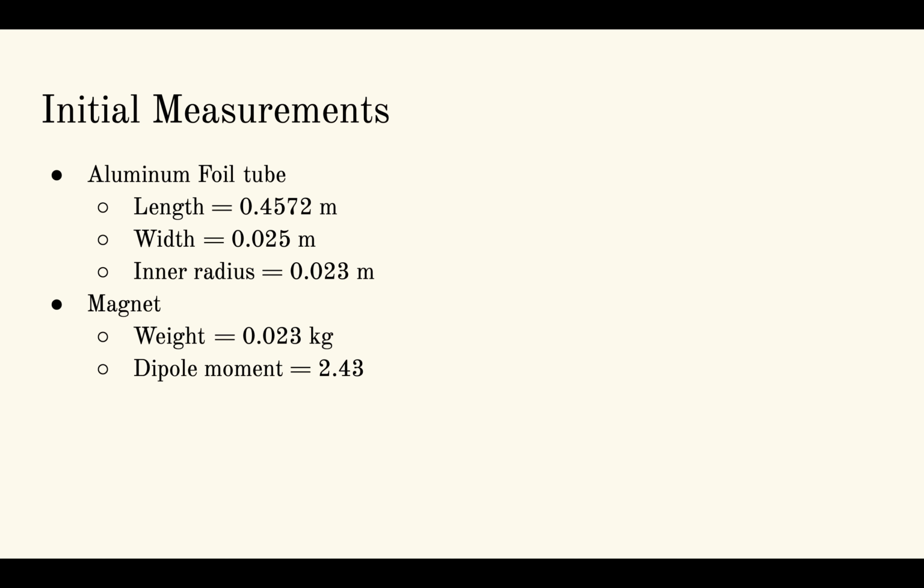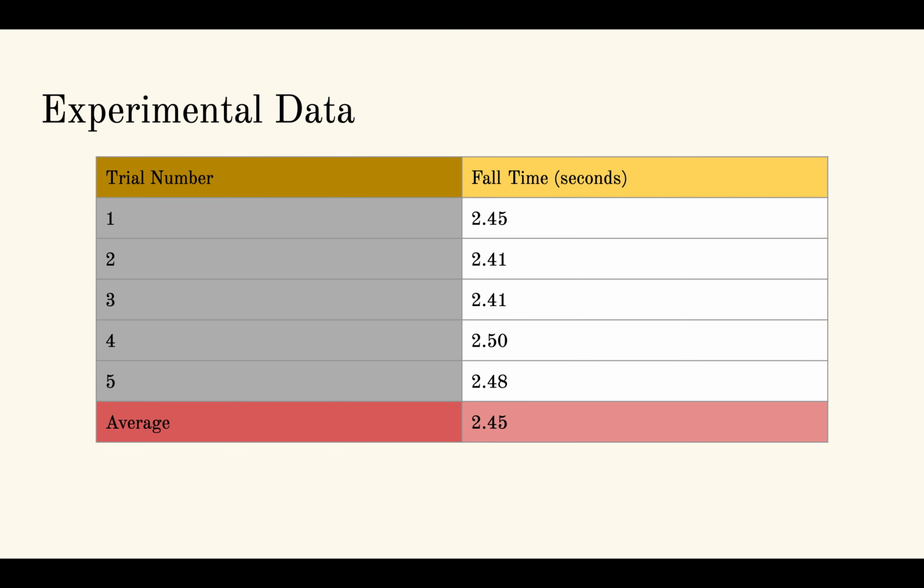So here's the initial measurements of the aluminum foil tube. Its length is 0.4572 meters, width is 0.025 meters, inner radius is 0.023 meters, the magnet is 0.023 kilograms, and the dipole moment is 2.43. Here's the experimental data. As you can see, the average is 2.45 seconds.